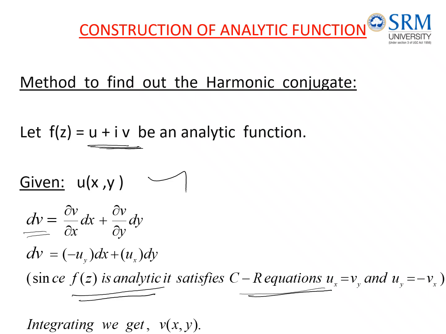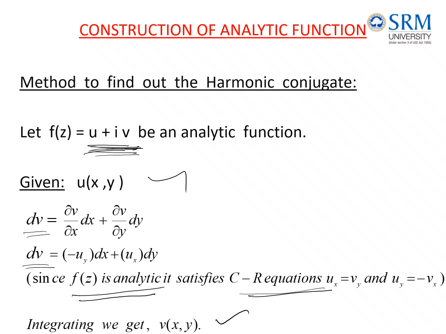After rewriting like this, we can substitute the partial derivative of u with respect to x and the partial derivative of u with respect to y in this. Then, knowing dv, upon integrating we can get v. So this is how we can find the function v, which is otherwise called the conjugate harmonic function. If we know u and v, substituting here, we can get the analytic function.